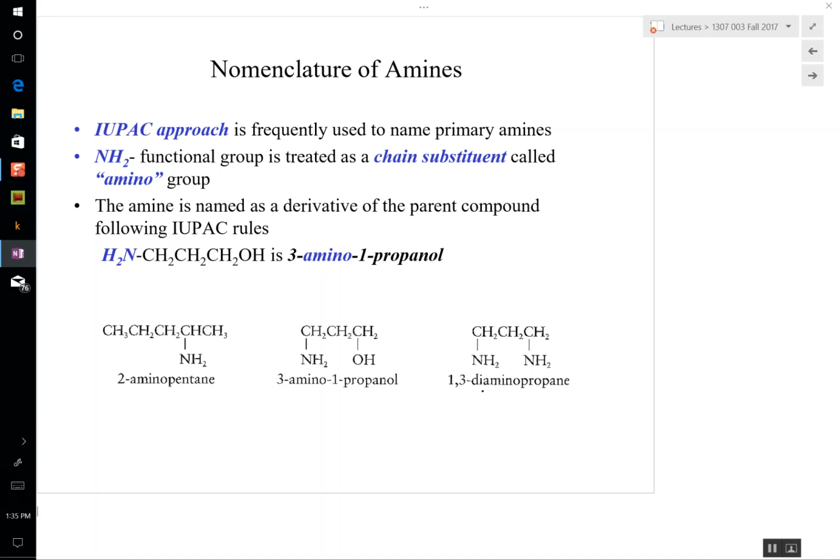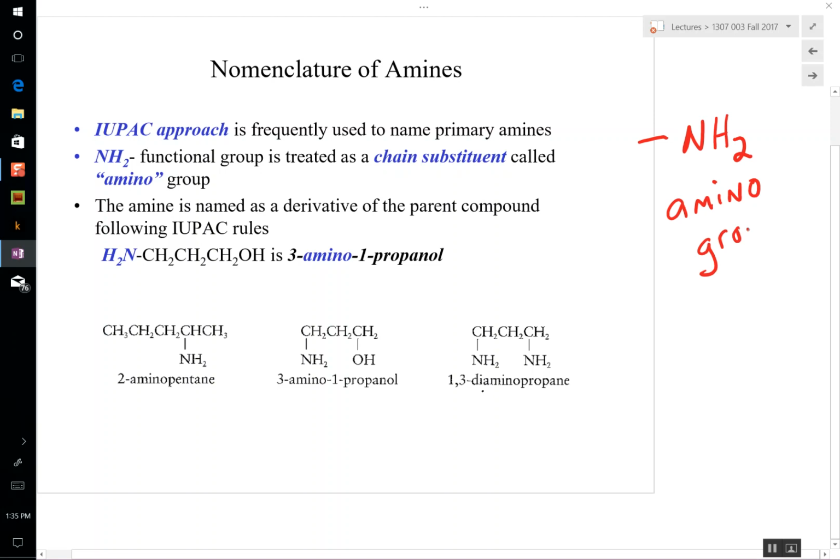So what are we going to do here? Go back to our IUPAC naming. Find the longest chain. 5 carbons long. That's called pentane. We're going to treat the NH2 group as a substituent. NH2 is an amino group. So now we're saying, okay, where is it? It's on the second carbon. 2-aminopentane.